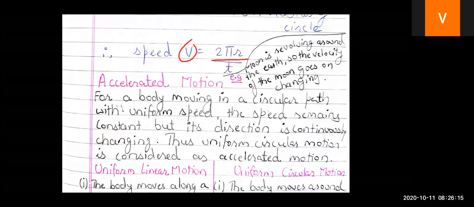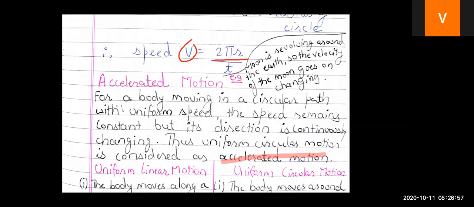Now let's see the accelerated motion. Here we saw that the speed is constant, but direction is changing as it is moving on a circular path. So circular motion is considered as accelerated motion. You may get a question that circular motion is: option A, accelerated, or non-accelerated. It is accelerated. Why? You may say, ma'am, where is the speed changing? But children, accelerated means change in velocity. Speed is not changing, but direction is changing, so as there is change in direction, it is accelerated motion.